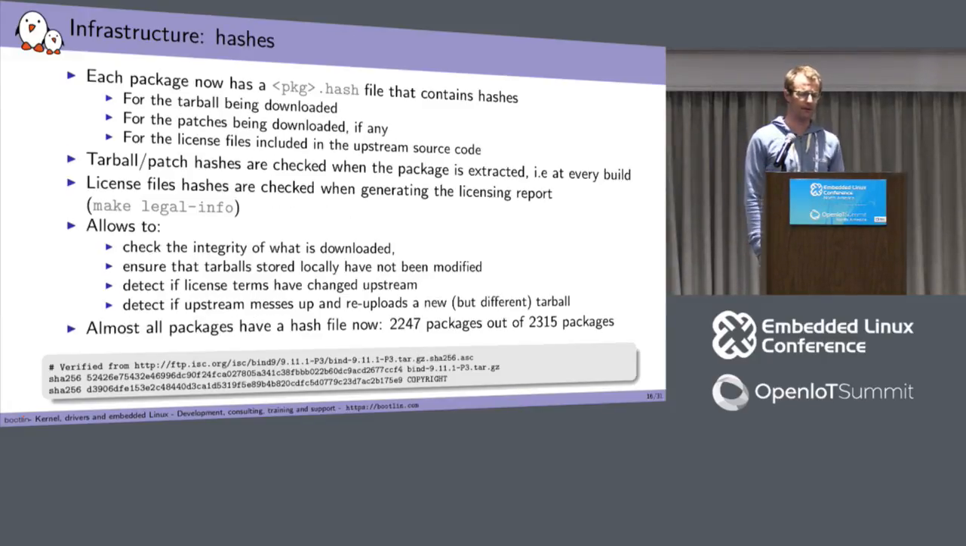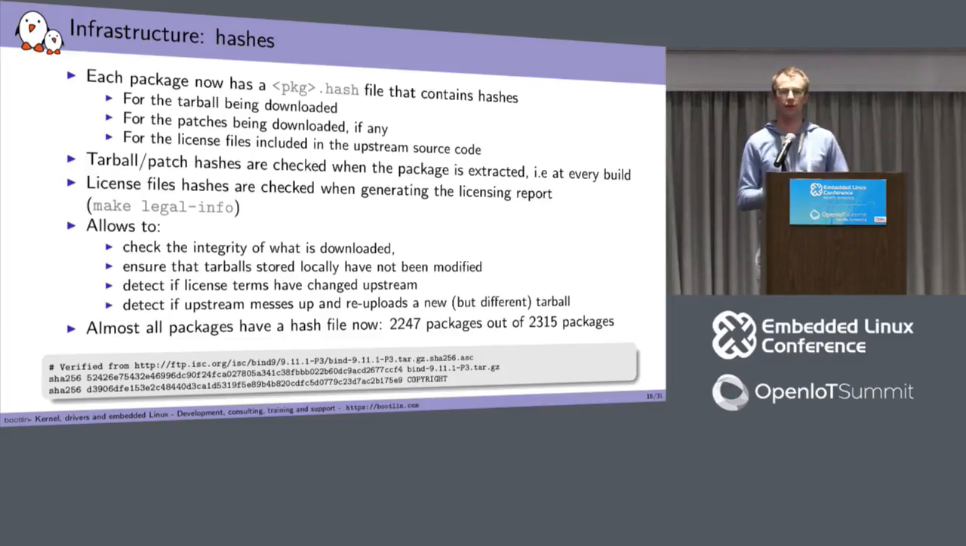We've added hashes to packages to verify downloads and verify that the tarballs and the patches being downloaded have not been modified, and also that the license files have not been modified compared to what you expect. It's basically just a very simple file that sits next to every package makefile and provides the hashes. The tarball and patch hashes are verified when you extract the tarballs and apply the patches. And the license file hashes are verified when you generate the licensing report.